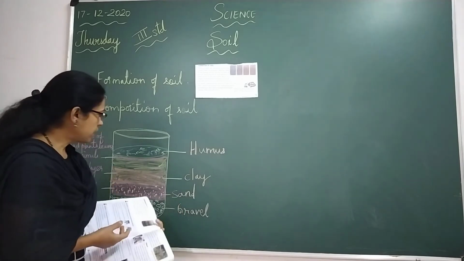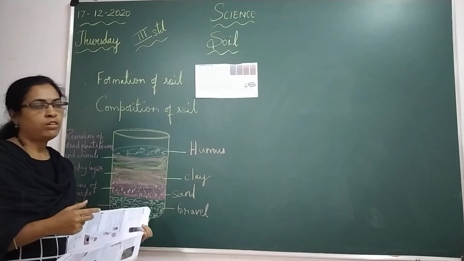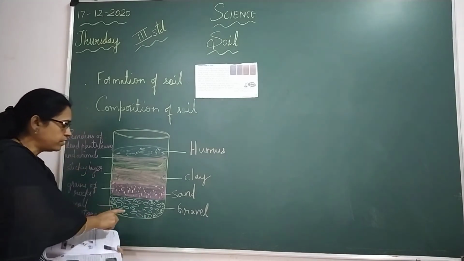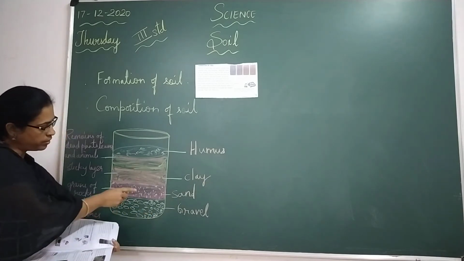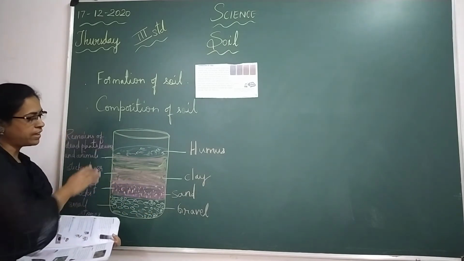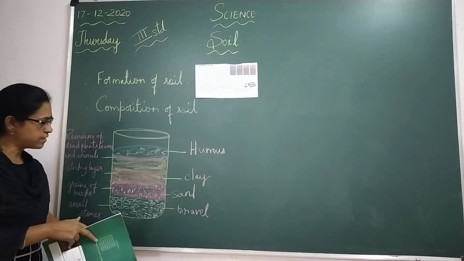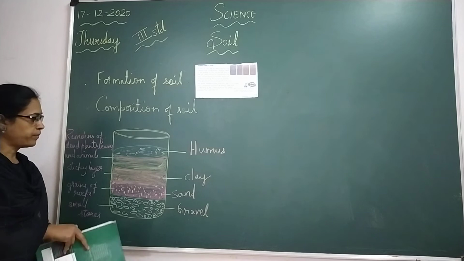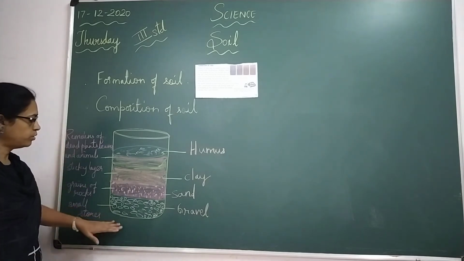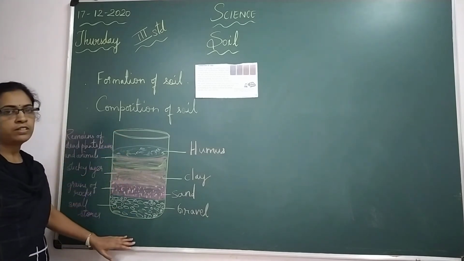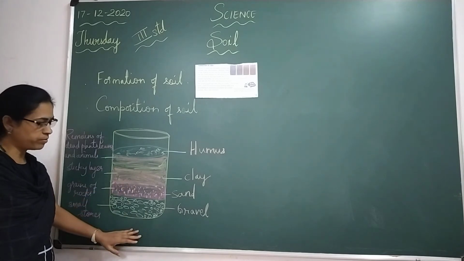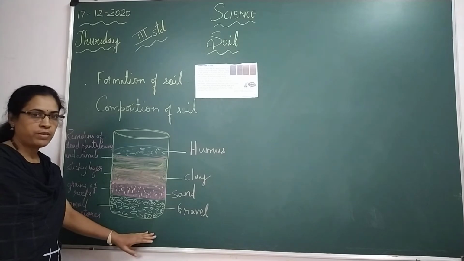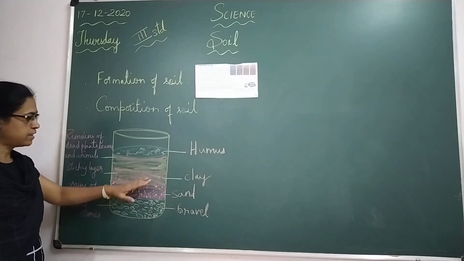Then what happens? You will notice the different components of soil get settled down at the bottom, and it forms different layers in the jar. Besides, it also contains air and water. So when you put the soil in the glass jar, pour water and leave it undisturbed for some time, you can see the layers like this.